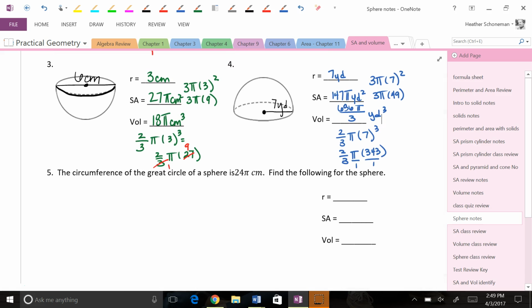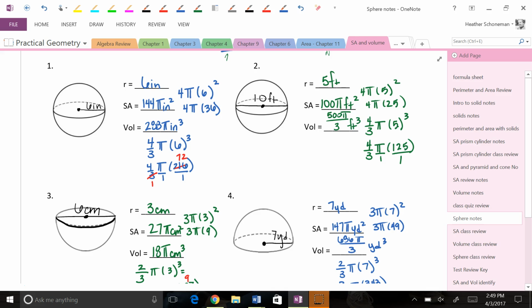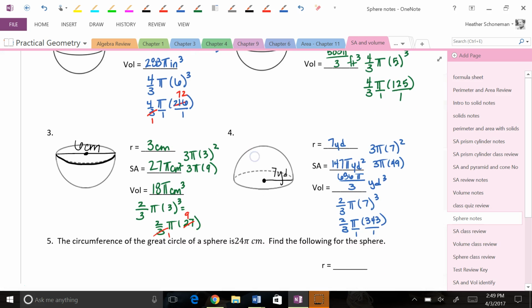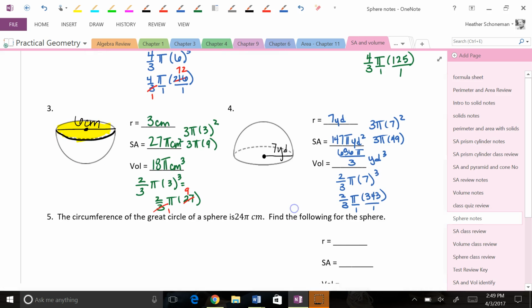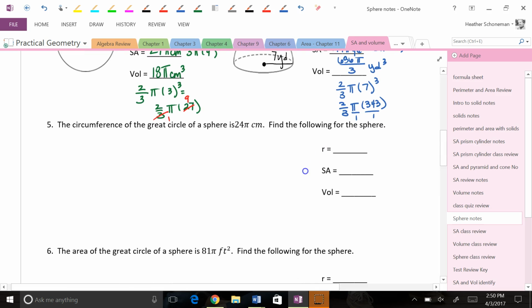All right, now we're talking about the great circle. So look at this sphere in number 3. You've got a sphere in number 1, right? And let's say I take that sphere and cut it right down the middle. So it's a hemisphere. And when you look at it, you've got a circle right here, don't you? This circle right here is called the Great Circle. And it's the largest circle that you can cut in a sphere because it goes through the center. So if they give you information about the Great Circle, they're giving you information about the sphere.